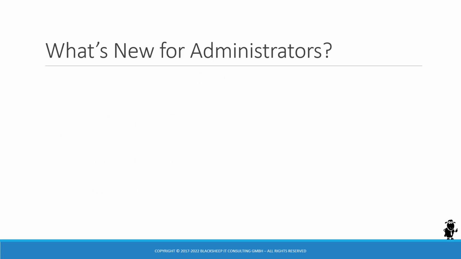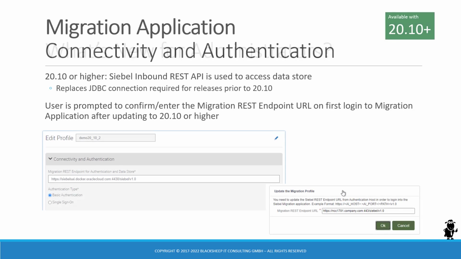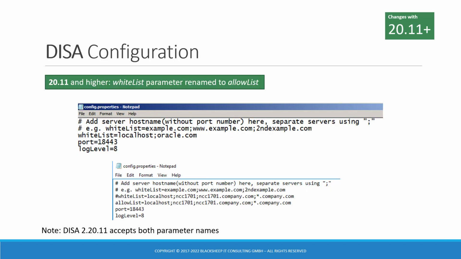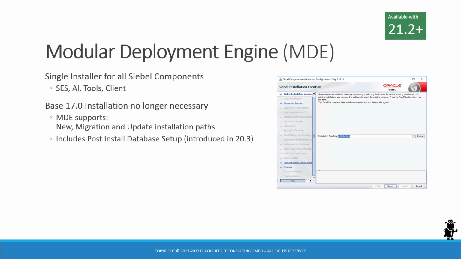So what's new for administrators when you are updating to 22.2 or similar, or upgrading to the current Siebel release? The migration application, if you have been using it, changes how it connects to the Siebel data. Security is much more enforced with TLS 1.2. The desktop integration Siebel agent now has a different configuration file. And you will use the modular deployment engine to run your installations and updates.